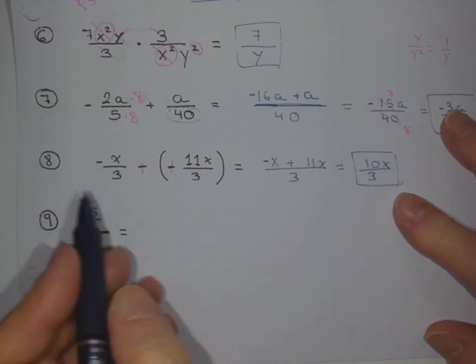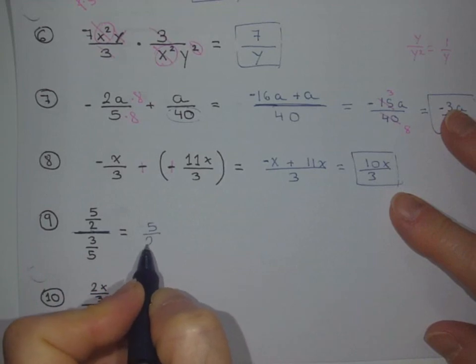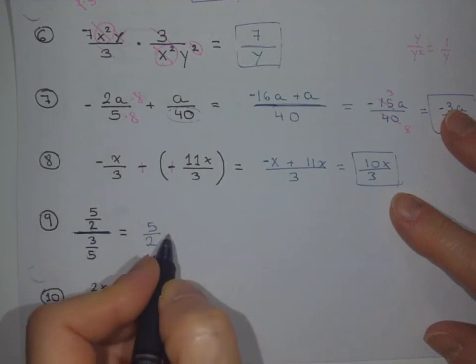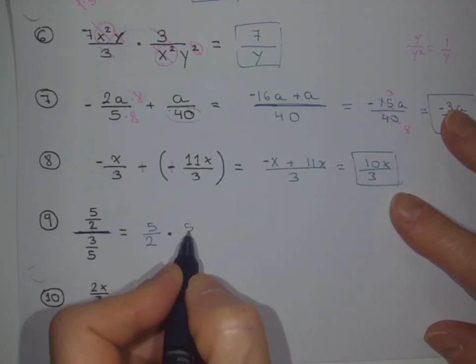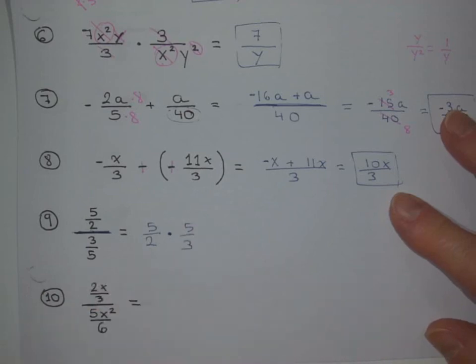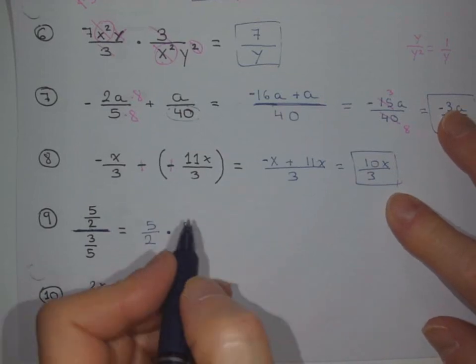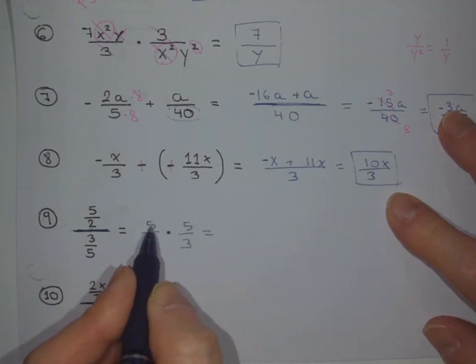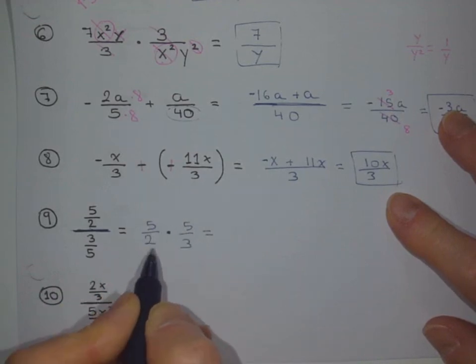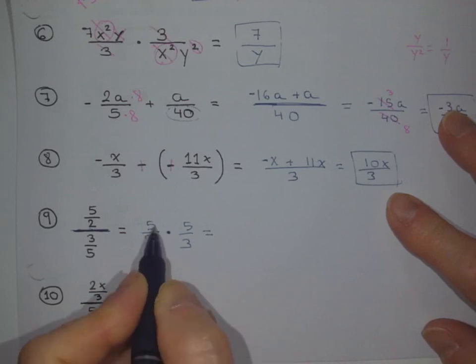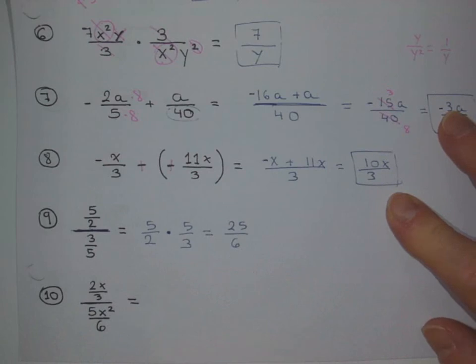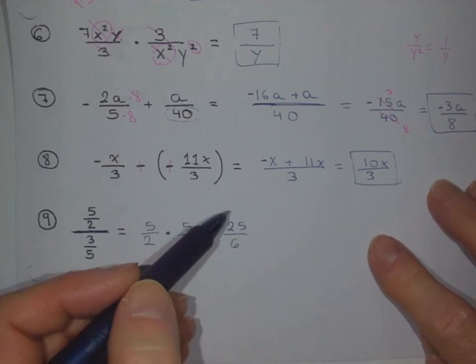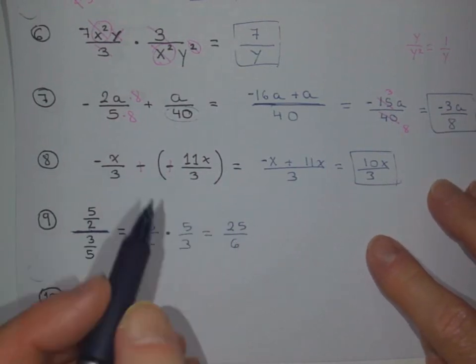So keep your first fraction the way it is. Change this division to a multiplication. But because we use the inverse operation, we need to use the multiplicative inverse. So flip that fraction around. Use the multiplicative inverse, and there it is. Now, when we multiply fractions, we just multiply straight through, numerator with numerator, denominator with denominator. So 5 times 5 is 25, and 2 times 3 is 6. And then again, keep asking yourself, can we simplify? Do those two have any factor in common? And they do not.